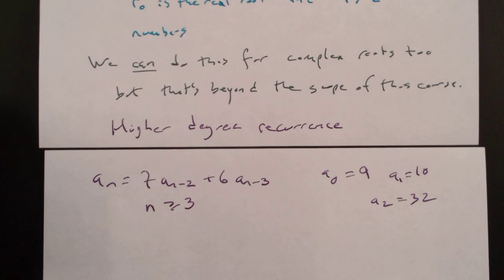Here is my absolute favorite thing about this. Everything we've done Wednesday and today so far still works. And it works exactly the same way. If I can find the solutions to the characteristic polynomial, those will be my roots, those will be part of my general solution, and then I'll just have to solve for the constants. So, I'm going to ask you the same question I asked earlier. What's the characteristic polynomial for this recurrence? What are the roots of that polynomial?